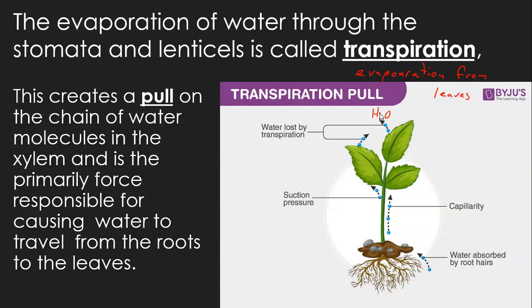And they're attracted to each other, but they're also attracted to the walls of the xylem. So this is known as transpiration pull. Okay, so transpiration pull is when one water molecule leaves the leaf through transpiration and it pulls other water molecules along with it, all the way from the roots. Okay? Now, this is thought to be the primary force responsible for causing water molecules to travel from roots to leaves.